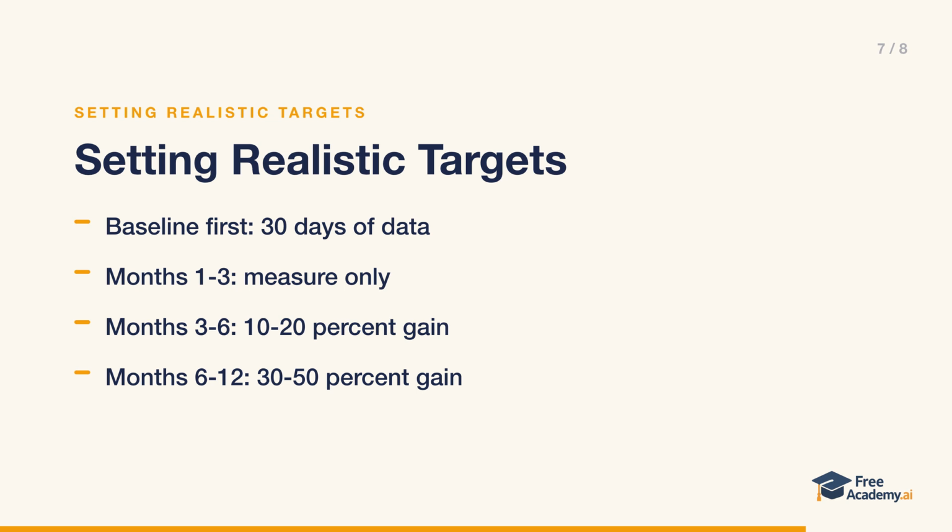Then be realistic, because GEO improvements take time. In months 1 to 3, focus on measurement and baseline. In months 3 to 6, aim for a 10 to 20% improvement. In months 6 to 12, target significant gains of 30 to 50%.